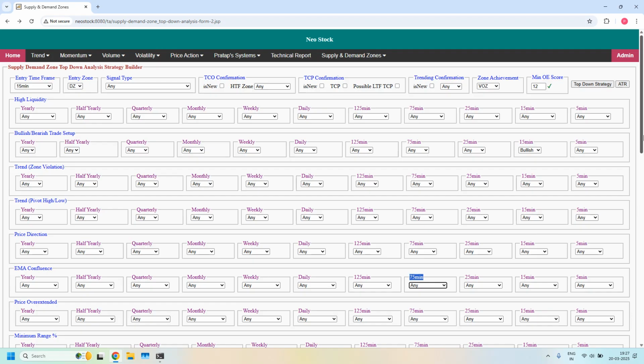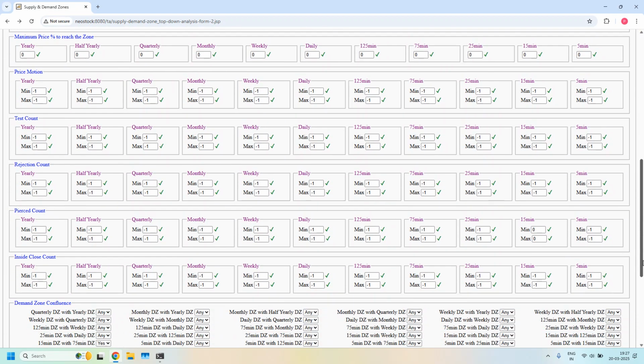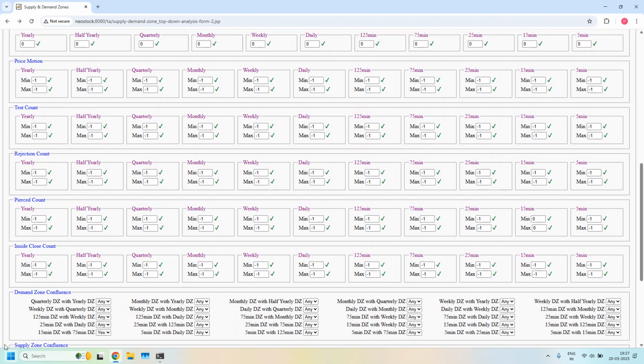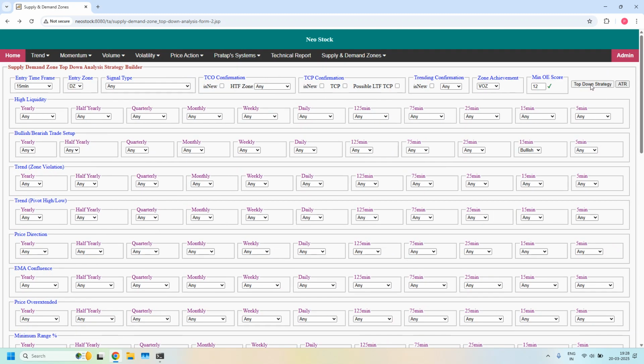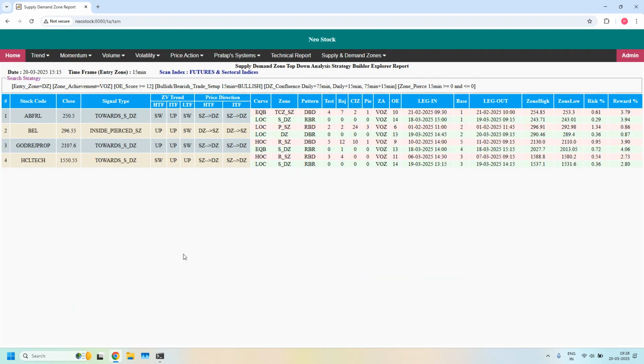Remove this EMA filter. In the demand zone Confluence, 3 filters we have to set. This is the first one already enabled. Next, 15 minutes demand zone with daily demand zone Confluence, 75 minutes demand zone with daily demand zone Confluence. With all the 3 filters, we got 4 stocks. So this 15-minute zone overlapped with 75-minute zone, all these 15-minute zones. And again, both together overlapped with the daily demand zone.